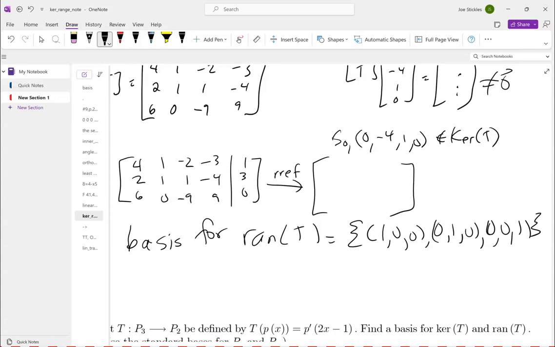You could have also just used the original columns that corresponded to the pivots, right? You could have also used 4, 2, 6, 1, 1, 0, -3, -4, 9. Those have been the columns that corresponded to the pivots, right? It was the Y column that didn't have a pivot, right? Okay. Either works. Doesn't matter.